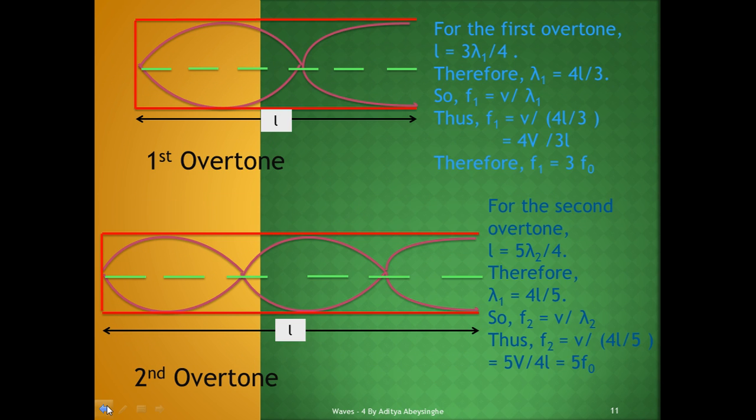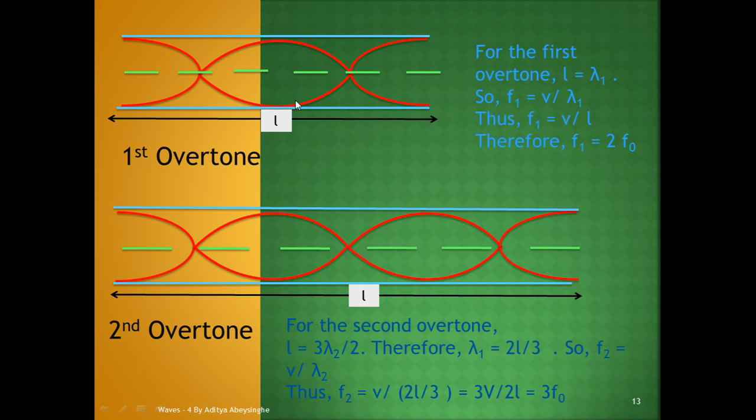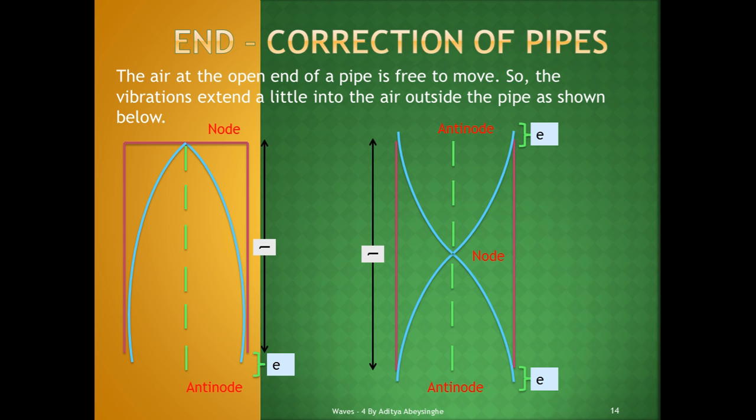So the only wave patterns that can form inside a closed pipe, unlike in the case of a string, are as follows. You can find not only the second overtone, you can go to the third overtone, fourth overtone, and so on. So you can find the frequencies accordingly.